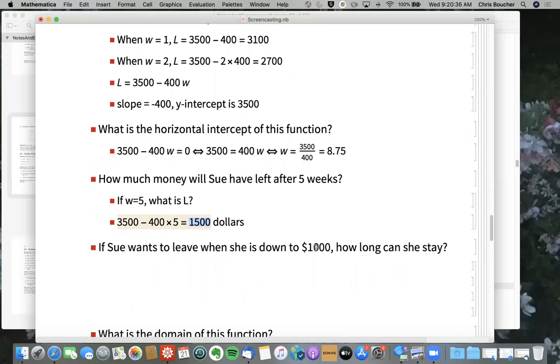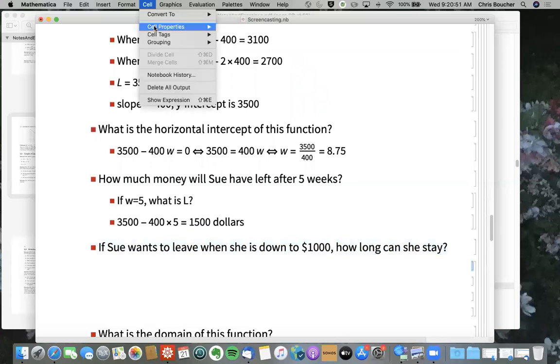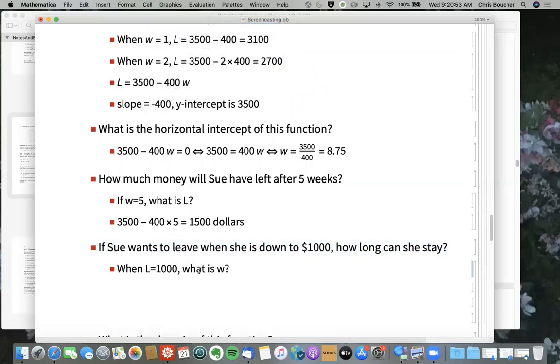It says if she wants to leave when she's down to 1,000, how long can she stay? So here I'm being given an L value, right? That's an amount of money, and I'm being asked for a W value, a length of stay. So in terms of our variables, this question is, when L is 1,000, what is W? Again, when you have a linear function relating the variables, if you have one value, finding the other isn't too bad. So I will just substitute a 1,000 into this equation for L.